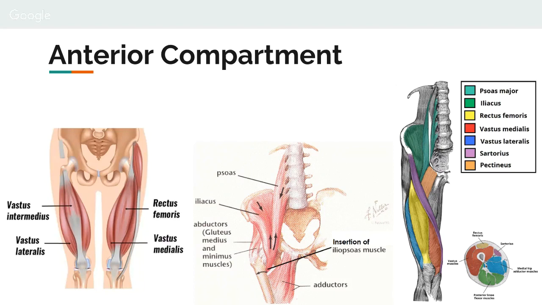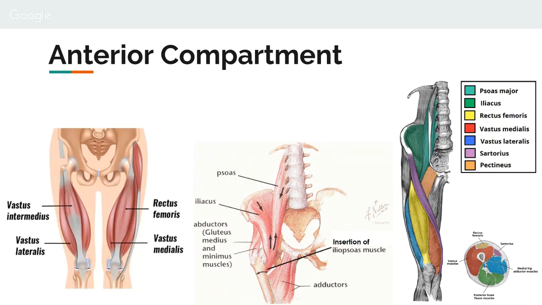Know that your psoas major is the strongest hip flexor. And if you can see in here, the iliacus and psoas actually start out as different muscles. But when they come and attach into the lesser trochanter of the femur, it becomes the iliopsoas muscle. And that's just a clinical relevance. Examiners like pinning that.